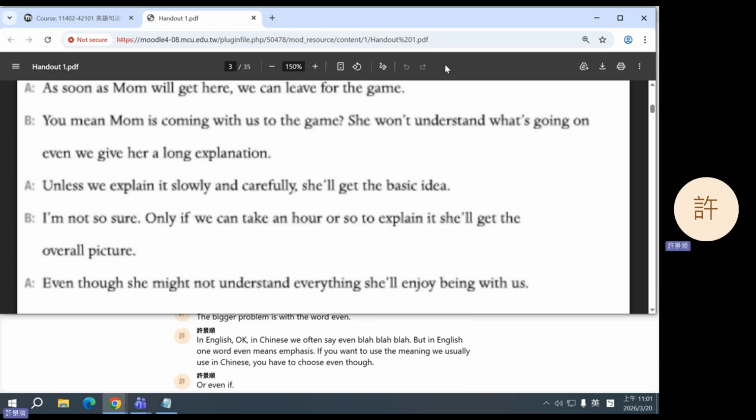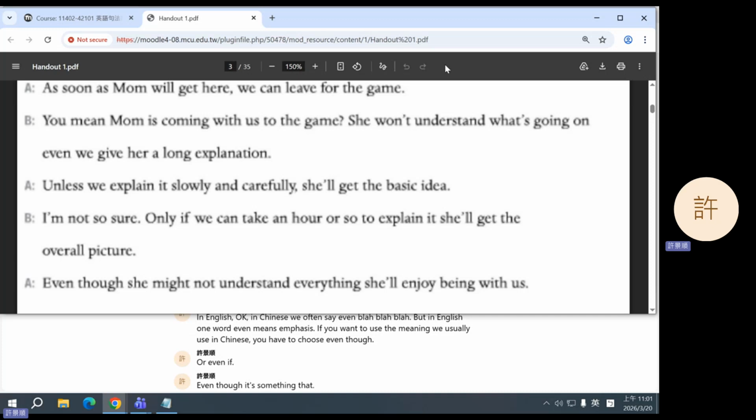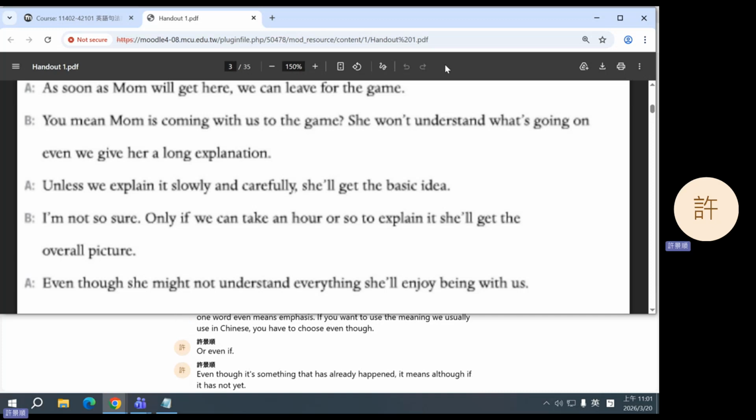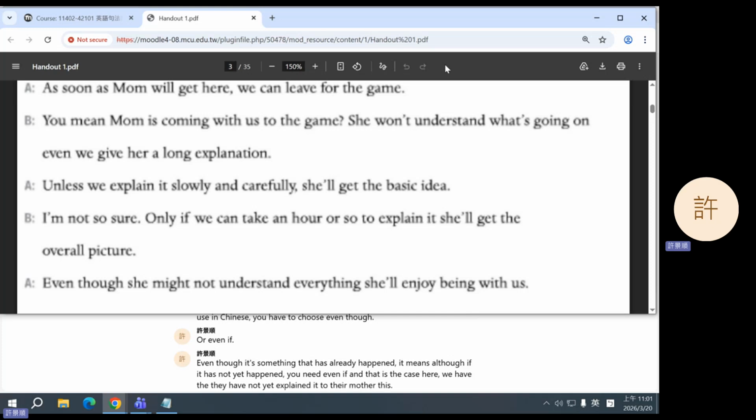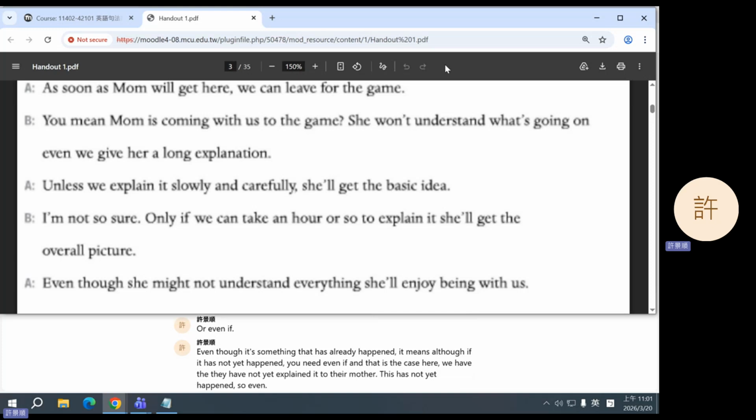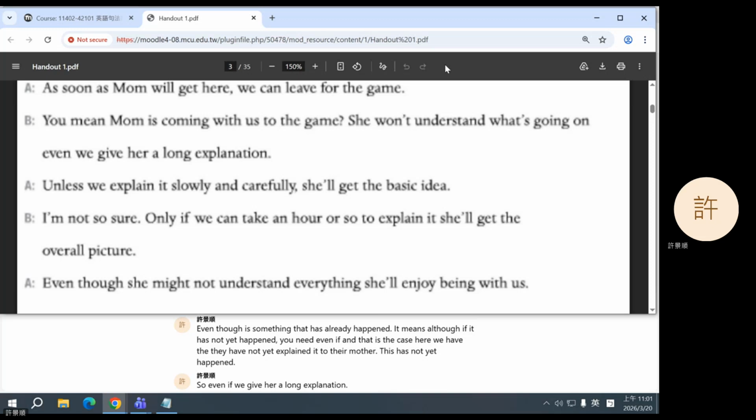Even though is something that has already happened. It means although. If it has not yet happened, you need even if. And that is the case here. They have not yet explained it to their mother. This has not yet happened. So even if we give her a long explanation.